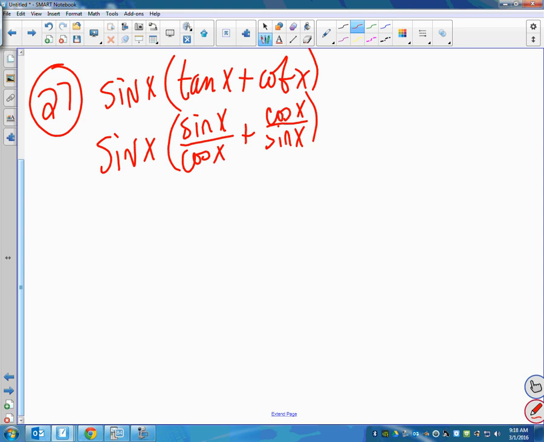So if I take sine times this, sine times sine is sine squared. And then I have cosine on the bottom. And then if I distribute this over here, you agree that the sines will cancel out? Yes. I'll have a sine on top and the bottom. And that will just give me plus cosine.